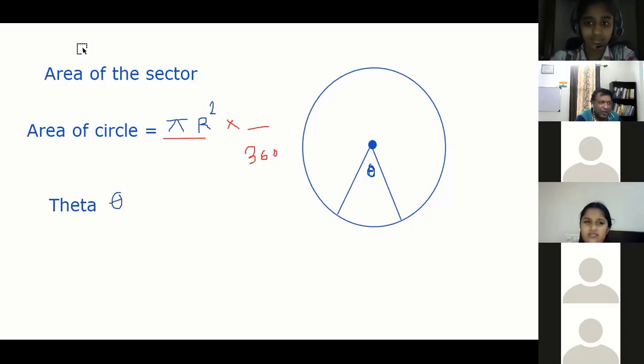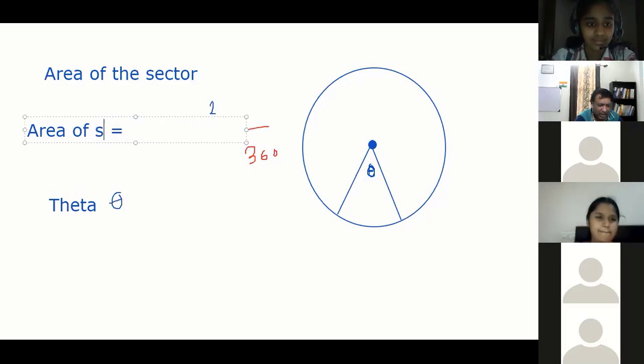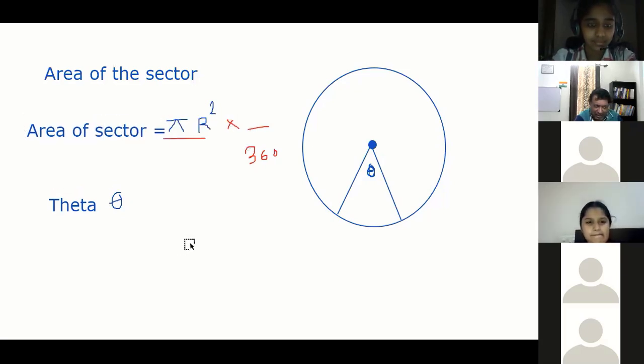Same concept we are using. I don't want you to mug the formula. That's why I'm doing all this. Area of sector would be, what area of circle is there? Into theta by 360. This is what area of sector, right? What part of circle is what you want? That is sector.